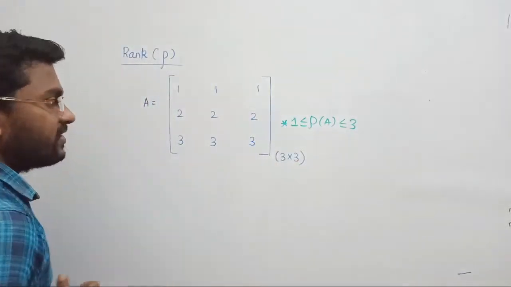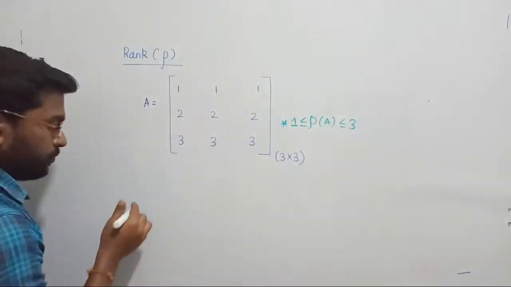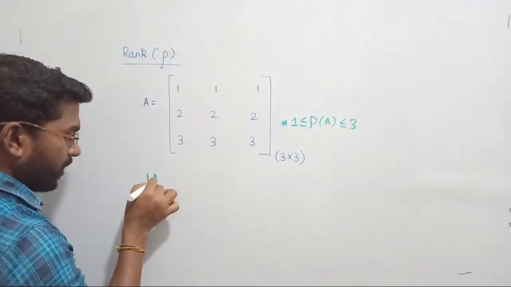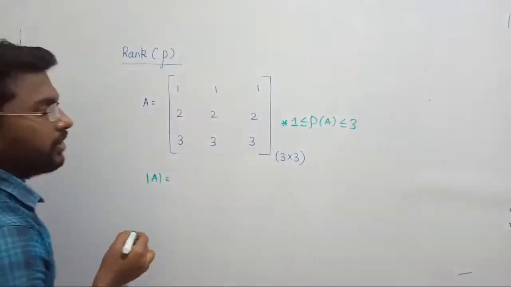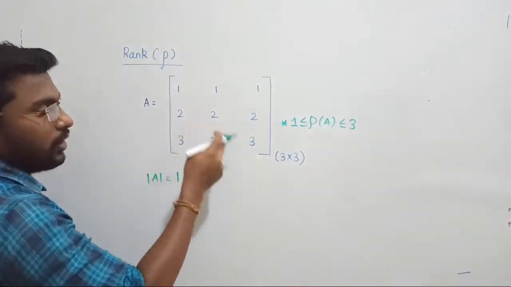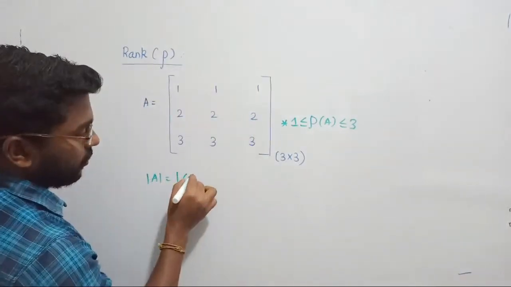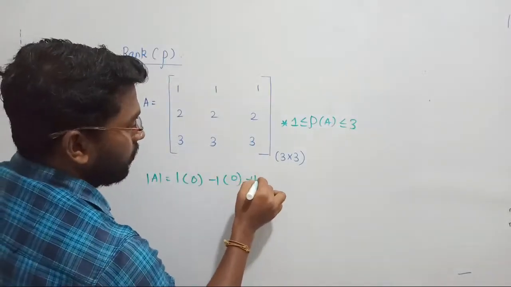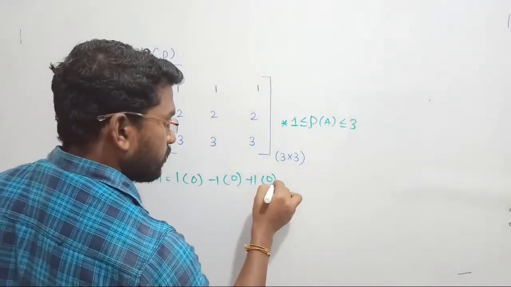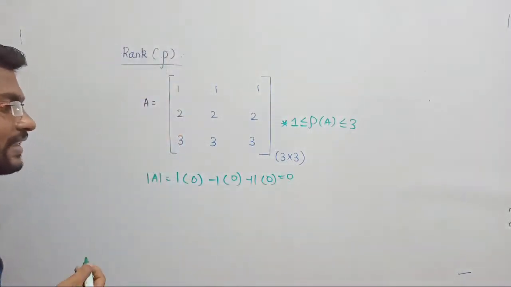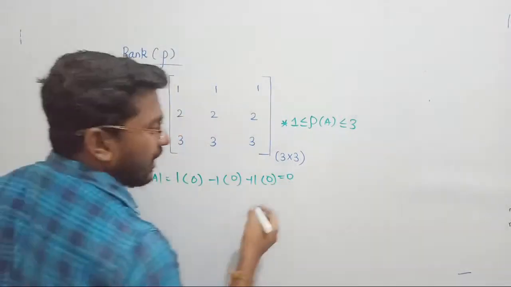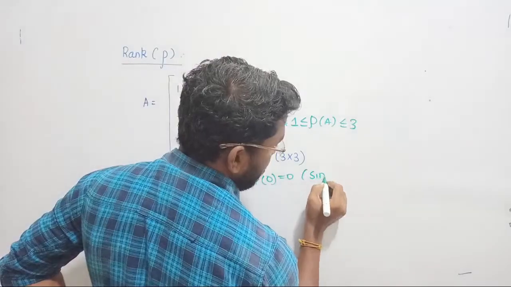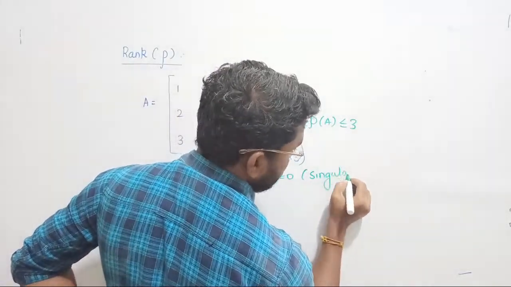Okay, fine. Let's see. Now what I am going to do is find the determinant of the matrix. The determinant can be written as 1 into 6 minus 6, which is 0. Minus 1 into 6 minus 6, which is 0. Plus 1 into again 6 minus 6, which is going to be 0. Yes. I got the determinant of the matrix as 0. So it clearly denotes that the given matrix is going to be a singular matrix.